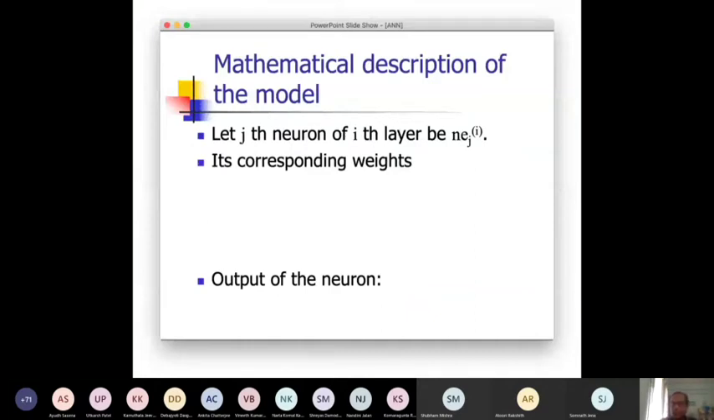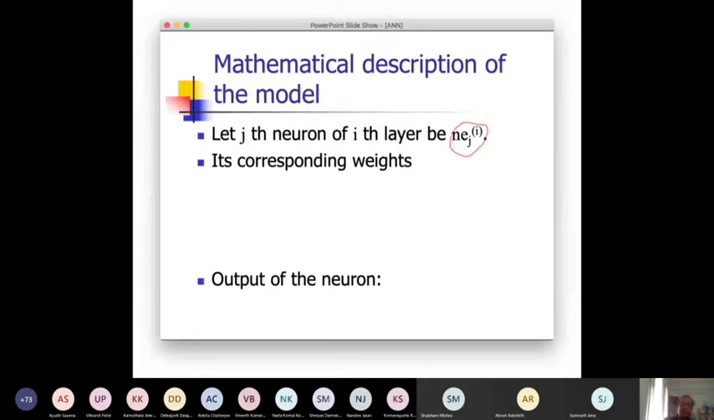So we can also describe this particular layered architecture in a mathematical form. There is an ith layer and a neuron in the ith layer. We can use another index j to denote that neuron. So it's the jth neuron of the ith layer, and we denote it by this particular symbol as shown here. The subscript is used for denoting the jth neuron, and the superscript is used for denoting the layer.